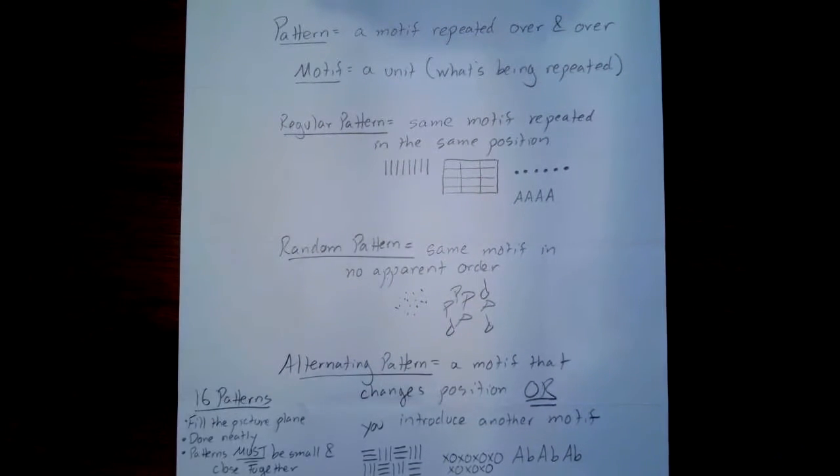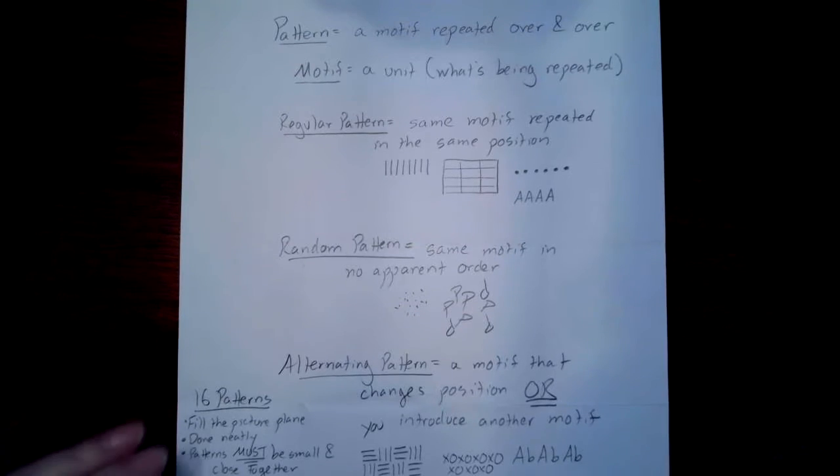A random pattern is when you have the same motif, but it's in no apparent order. So imagine we have a bag of M&Ms and we drop them on the table and they just kind of scatter everywhere. Well, the motif is an M&M. It could be different colors, but the motif is an M&M and it's got this random pattern. There's no order to it.